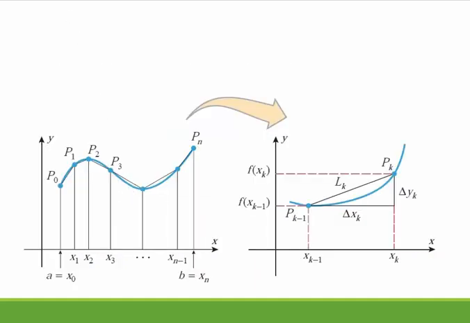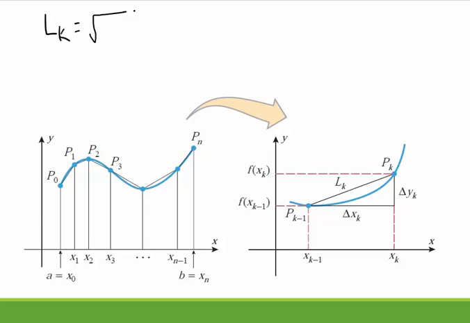Okay, so let's look at this here. We're going to split our arc length up into different intervals, kind of like how we found area. We split it up into different intervals, and these all look like trapezoids. So let's look at one of these trapezoids.